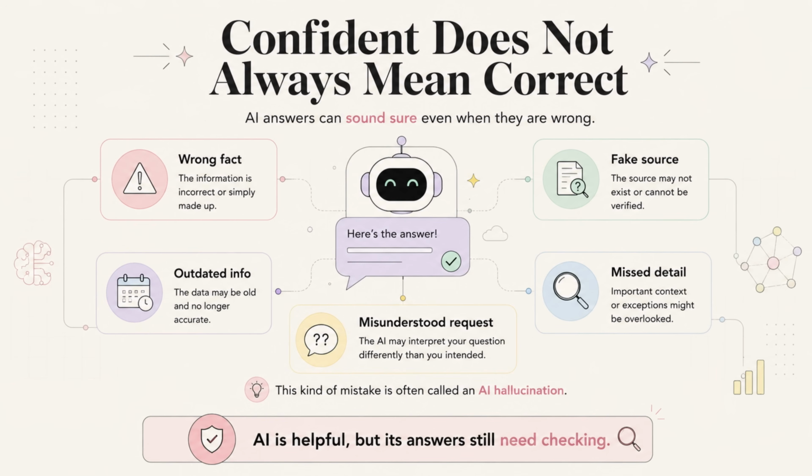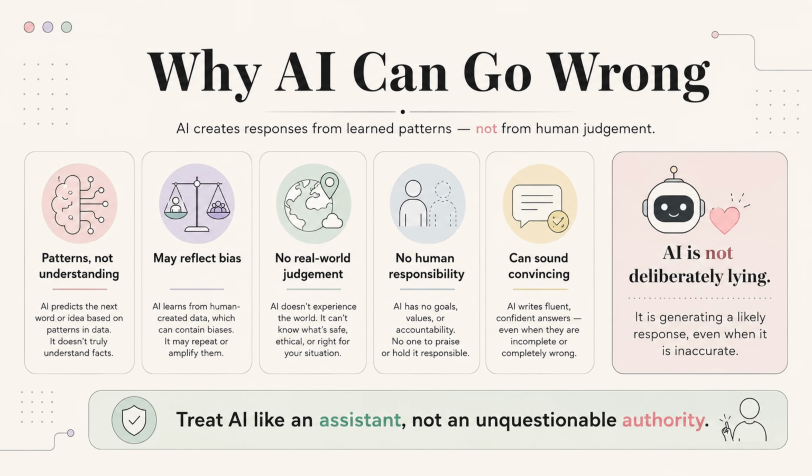Generative AI can sound very confident, but confident does not always mean correct. Sometimes AI may give wrong facts, outdated information, fake sources, or misunderstand your question. This is called an AI hallucination. AI is not trying to lie. It creates answers from patterns it learned, so mistakes can happen. It may also give poor results when your prompt is unclear or important details are missing.